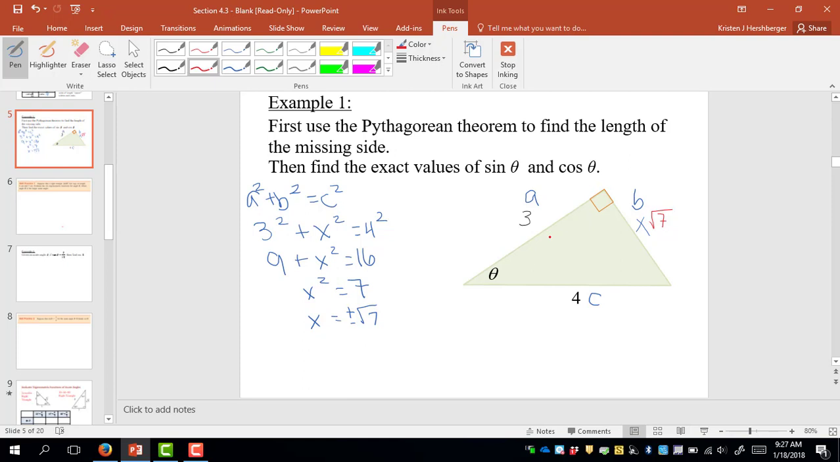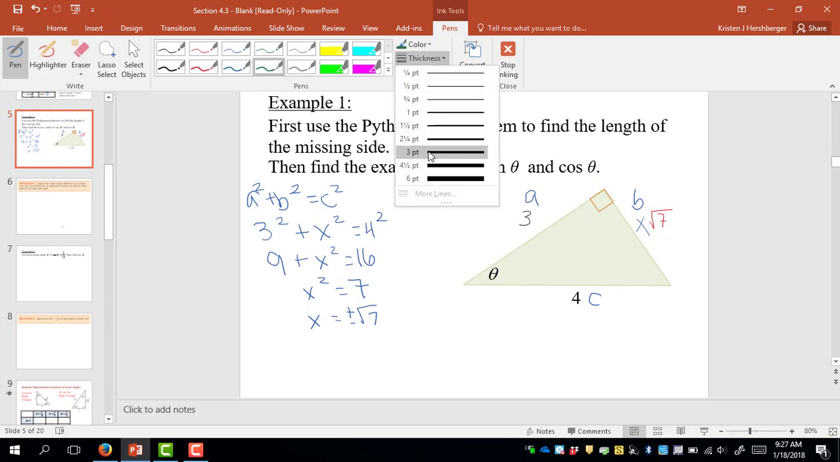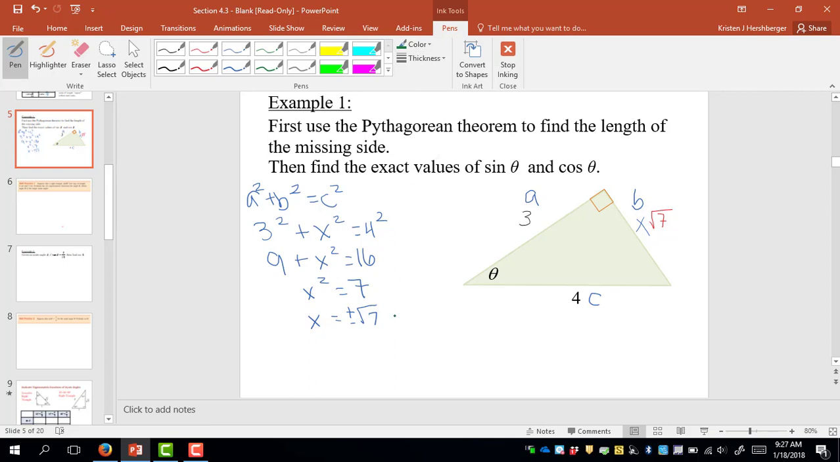Now we can get to finding sine of the angle and cosine of the angle. So sine, using SOHCAHTOA, we remember that sine is opposite over hypotenuse.